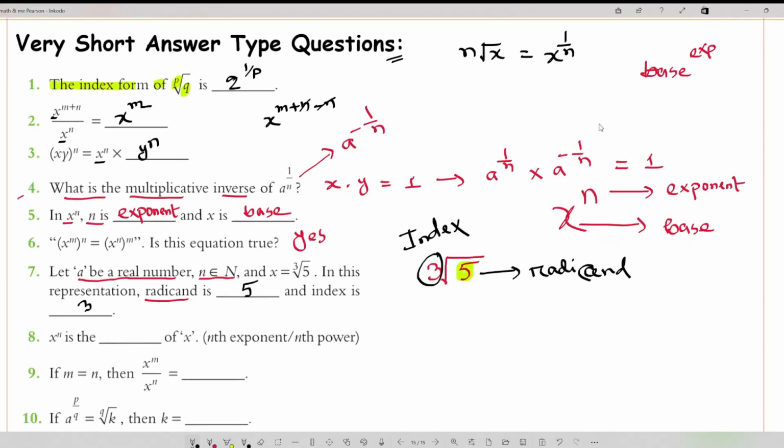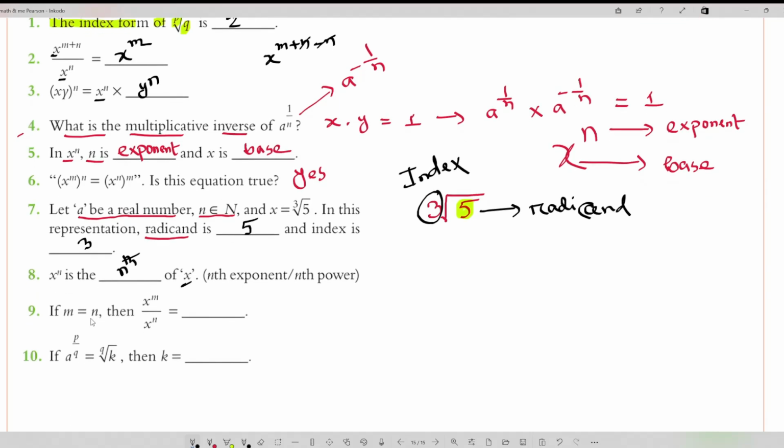Okay, look, x to the power 1 by n is the nth root of x, right? If m equals n, then x to the power m divided by x to the power n should be 1. If we consider m equals n, then x to the power m divided by x to the power n, we can write x to the power m over x to the power m, so it will be 1.